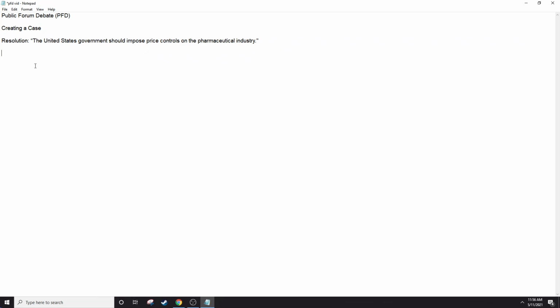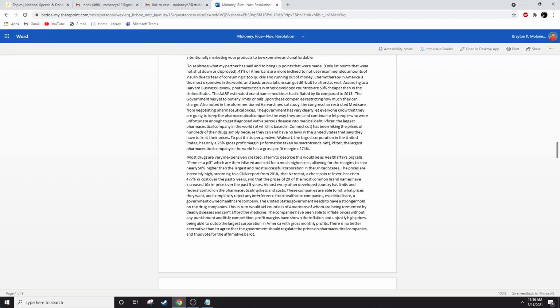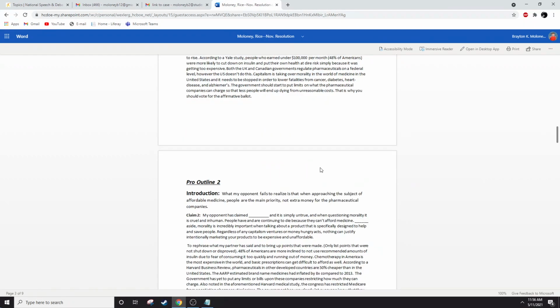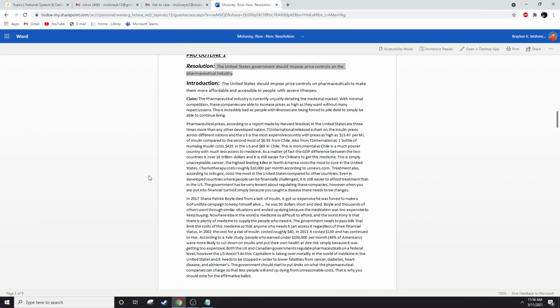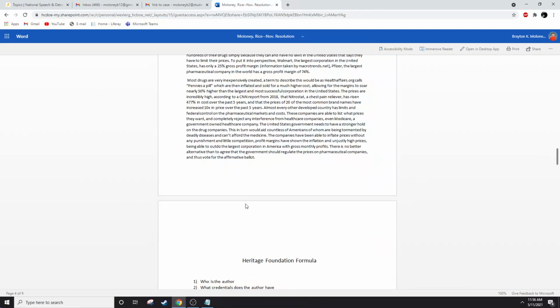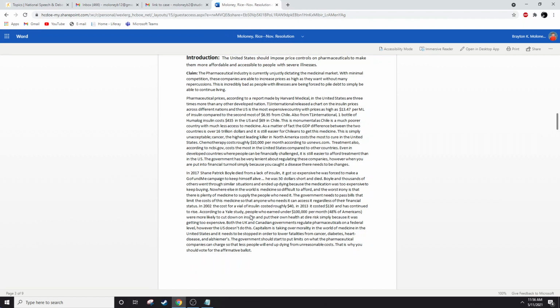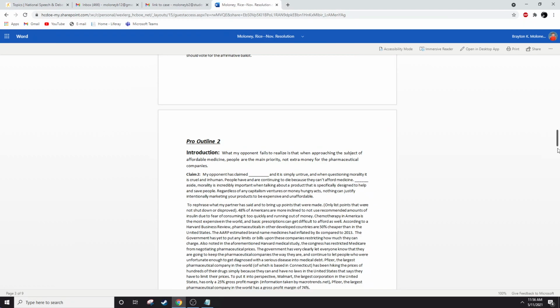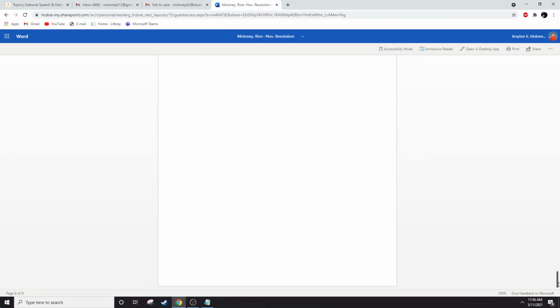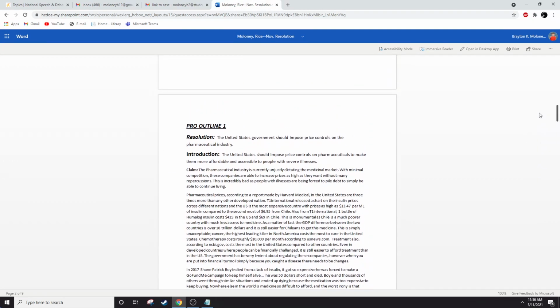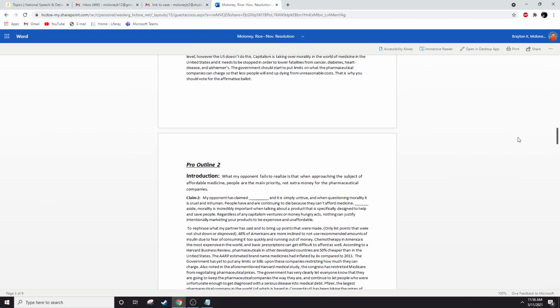So I'm going with a very old topic. This is the first case that I had ever written. And the resolution was the United States government should impose price controls in the pharmaceutical industry. So, looking at this case, all right, it is rough. You will notice that it is very poorly organized. You will notice that it doesn't really have very much in terms of substance. And I'm going to go over the problems with this and how to fix it.